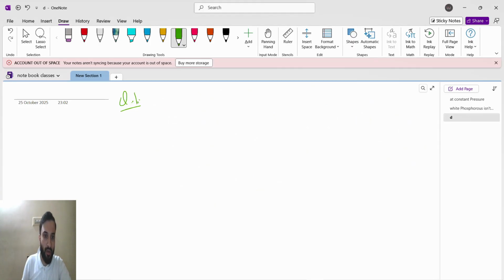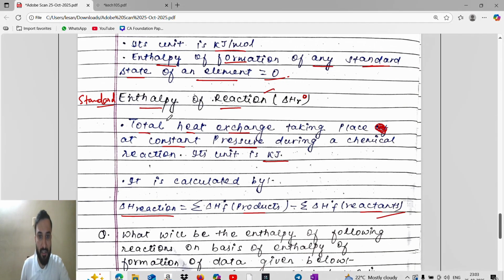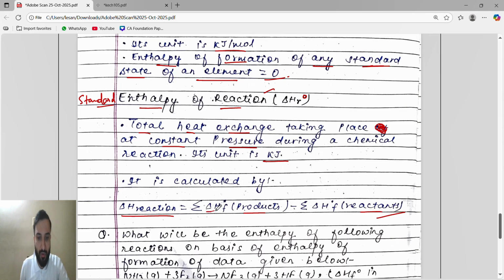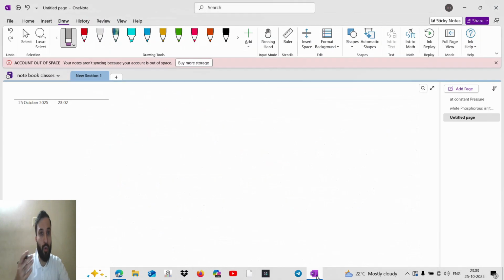See, question number 1 is a combustion problem. I will tell you one thing first, which is very important. Enthalpy of reaction means we will take the summation of enthalpy of formation of products minus the summation of enthalpy of formation of reactants. Let's suppose how it happens.